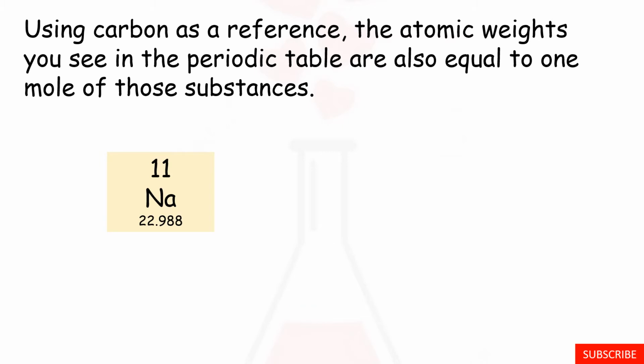For example, when you look at sodium, usually elements in the periodic table are represented like this, with the number at the top representing the atomic number, while the number below, the symbol for that element, will represent the atomic mass.